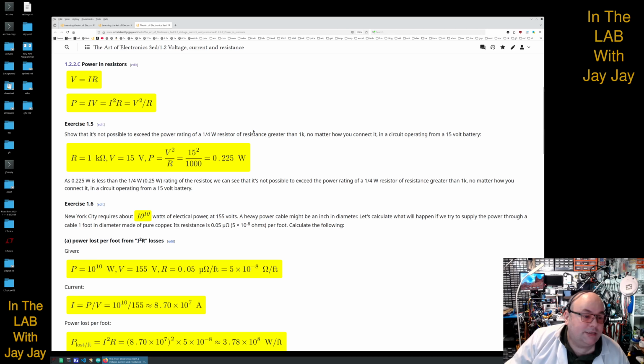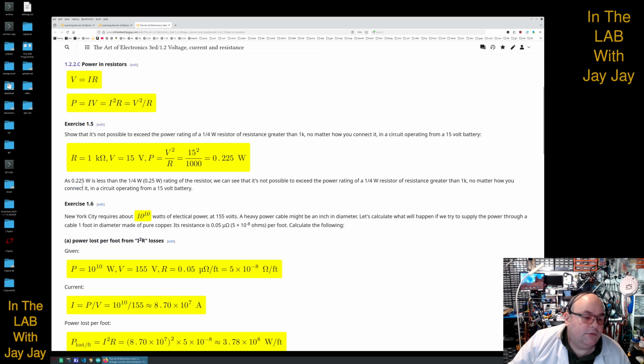So as I was saying, we've got Ohm's law, V equals IR, and then power equals IV. And because of Ohm's law, we can express it as I squared R or V squared on R. Now there's two exercises. There's exercise 1.5. Show that it's not possible to exceed the power rating of a quarter-watt resistor of resistance greater than 1 kilohm, no matter how you connect it, in a circuit operating from a 15-volt battery. So we're given R equals 1 kilohm and V equals 15 volts. Power is V squared on R, which is 15 squared on 1000, which is 0.225 watts.